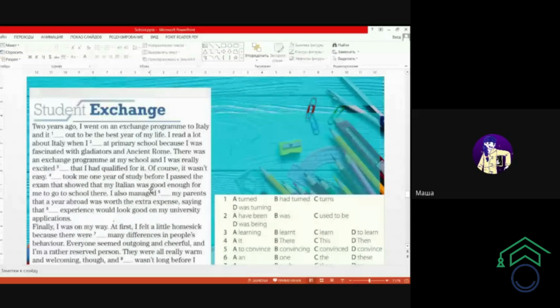Okay, the next sentence. There was an exchange program at my school, and I was really excited that I had qualified for it. To learn.